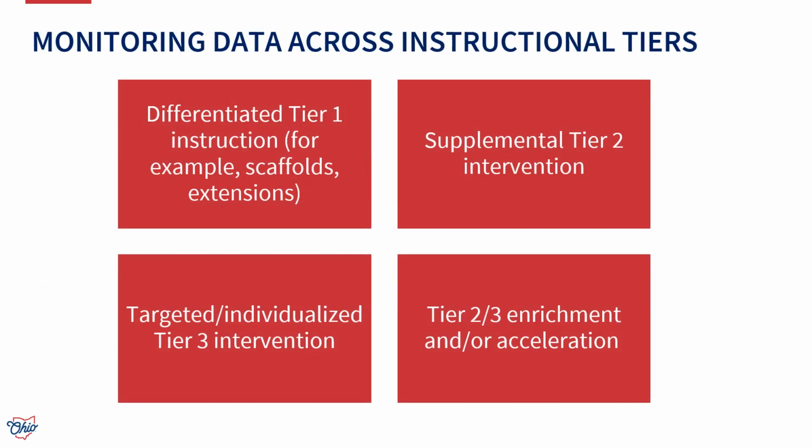You will also need to outline actions to improve areas where data shows learners are not progressing toward performance goals or making adequate yearly progress across instructional tiers. Describe how this will look in terms of differentiated Tier 1 instruction, such as scaffolds or extensions, supplemental Tier 2 intervention, targeted or individualized Tier 3 intervention, and Tier 2 or 3 enrichment and/or acceleration.